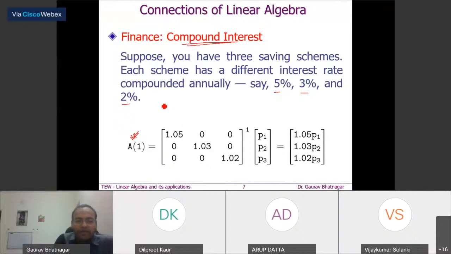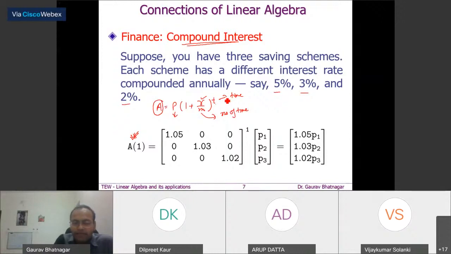If you recall the definition of compound interest, A is equal to P multiplied by 1 plus R over M, whole power T, where T is the time, and M is the number of times the interest is compounded in a year, whether one time, two times, three times. So it is nothing but the number of times you get the interest. R is the rate, P is the principal amount, and A is the compounded amount which you get after time T.